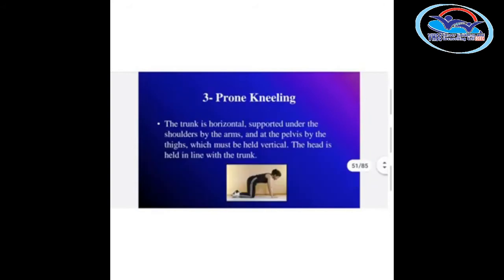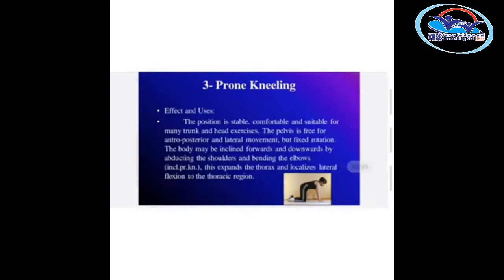Next one is prone kneeling. The trunk is horizontal, supported under the shoulders by the arms, and at the pelvis by the thighs, which must be held vertical. The head is held in line with the trunk. The position is stable, comfortable, and suitable for many trunk and head exercises. The pelvis is free for anteroposterior and lateral movement, but fixed for rotation. The body may be inclined forward and downwards by abducting the shoulders and bending the elbows. This expands the thorax and localizes the lateral flexion to the thoracic region.